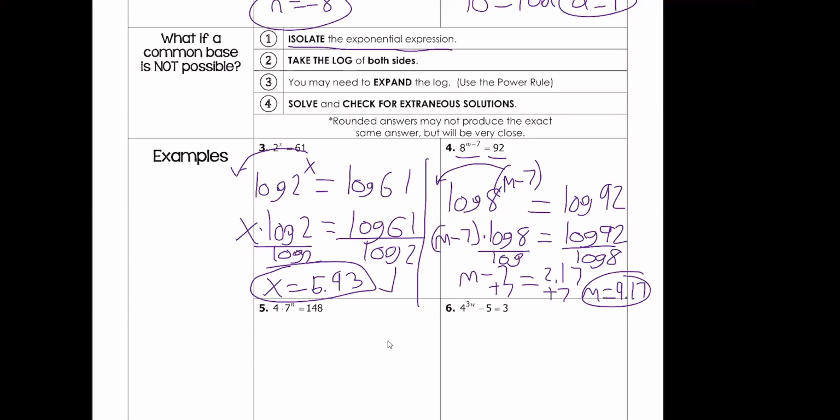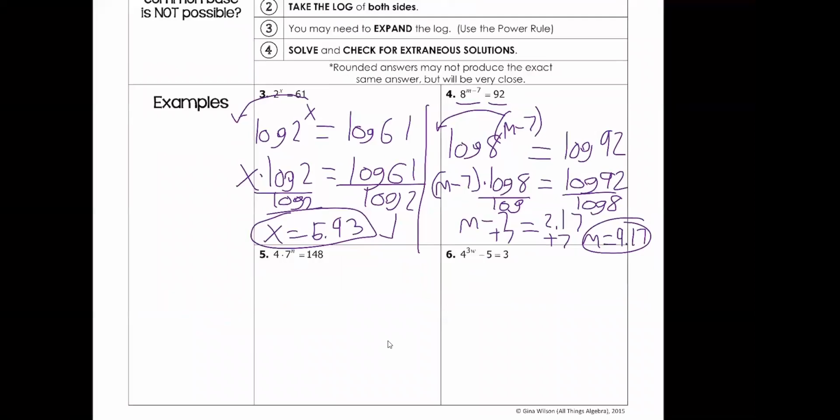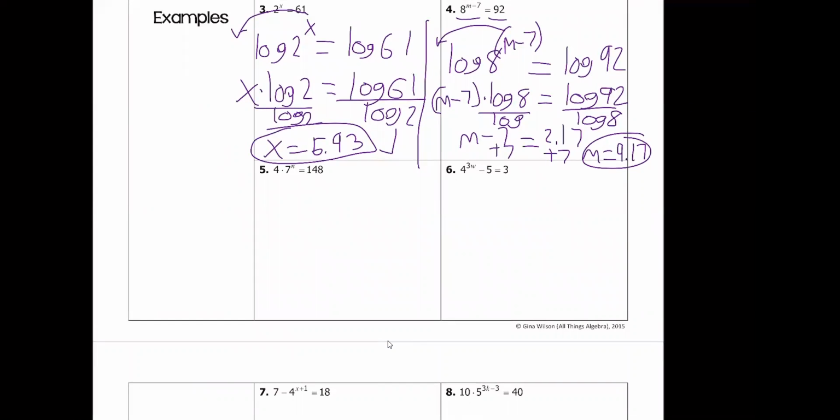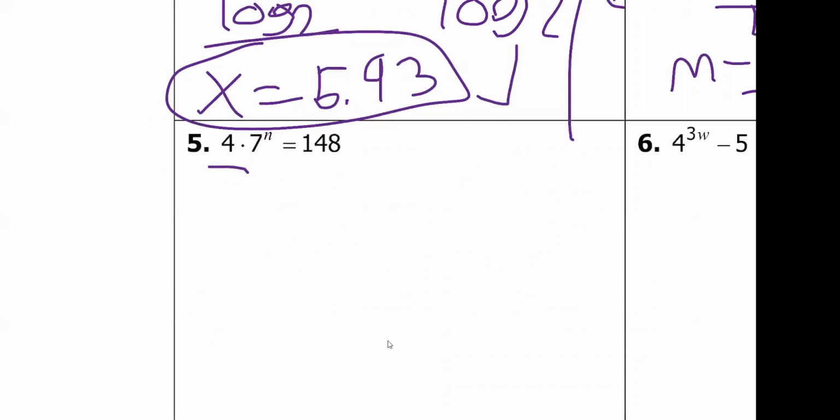So that's really the big idea with these. You just want to make sure you isolate your exponential part. So maybe I'll do 5 and have you try 6. But in number 5, before I take the log of both sides, I've got to get rid of this 4 in front. You want to make sure your base and your exponent are isolated. So if you've got extra stuff multiplied or added or subtracted, you need to get rid of that extra stuff before you take the log of both sides. So in this problem, you would divide the 4 over first.